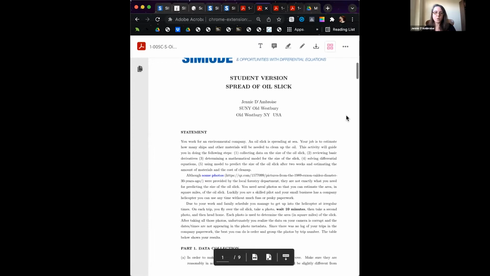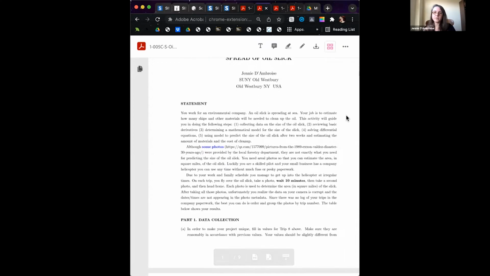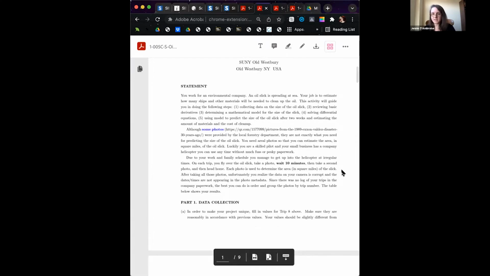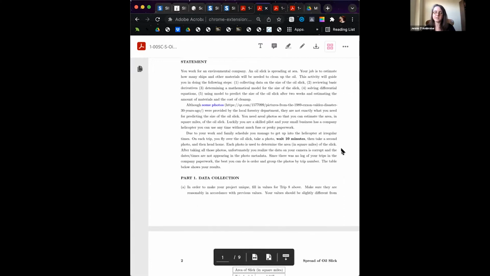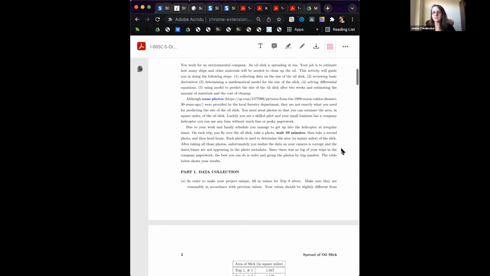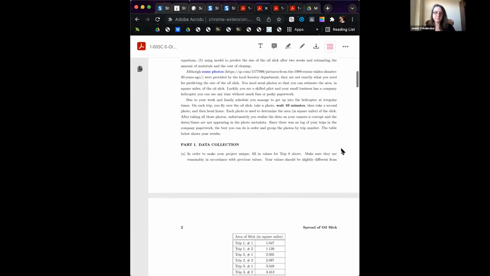So there's a couple of different things that I built into my version of the oil slick scenario. One is I did a little bit of narrative and I explained that the reason the helicopter goes up at an irregular pace is because you have family obligations. And the reason why you don't have a particular T value for your time measurements is because the data is corrupt and you didn't file any paperwork. So I put some of those fun things in there just to explain to the students where those mishaps come in and why the data is not perfect, and that's what happens in real life.